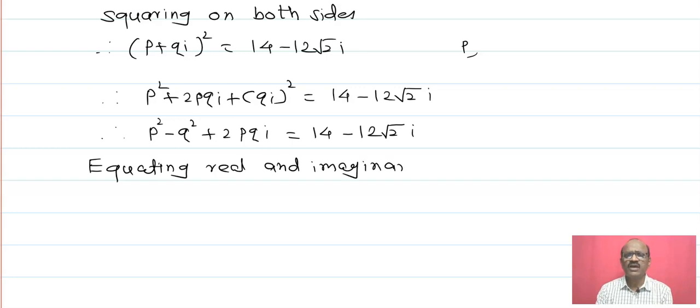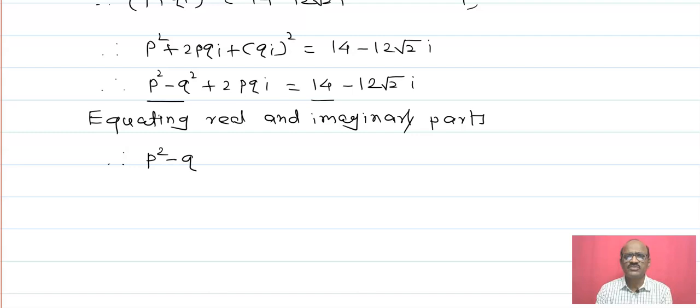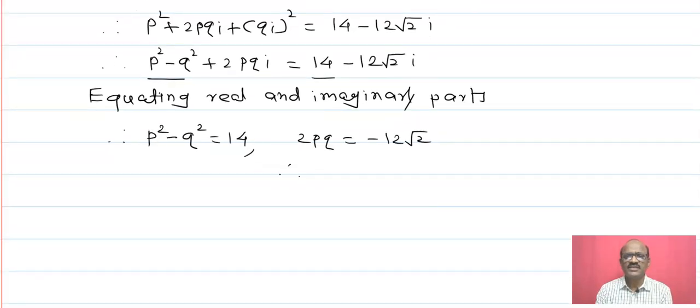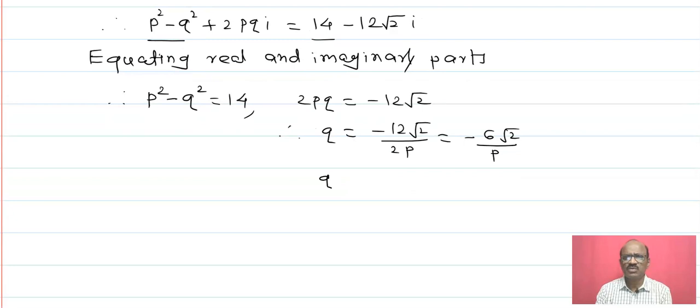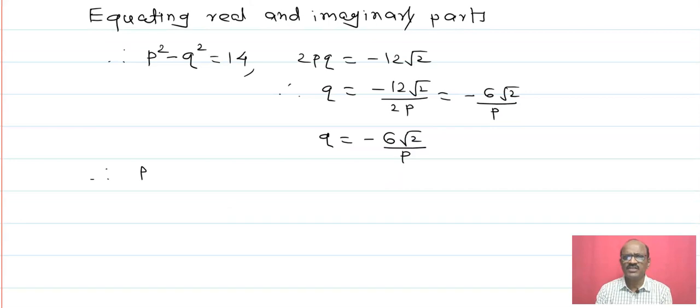Now, equating real and imaginary parts, that is, p squared minus q squared is equal to 14 and 2pq is equal to minus 12 root 2. That's why we have the value of q: the 2 gets cancelled on both sides, so q is equal to minus 12 root 2 upon 2p, that is, minus 6 root 2 upon p. This is the value of q. Now substitute this value in the equation p squared minus q squared is equal to 14.